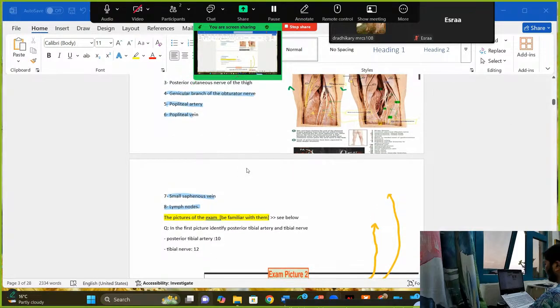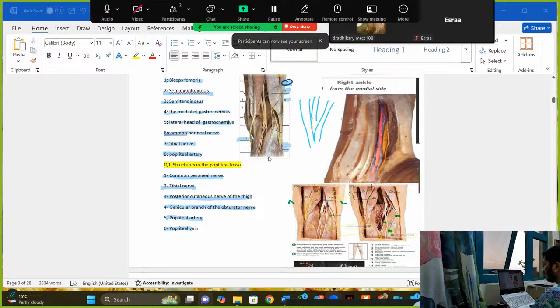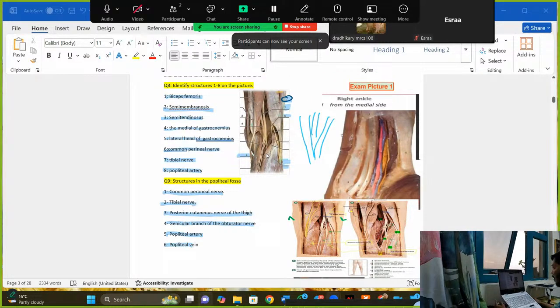Okay, identify the structure from 1 to 8. 1 biceps femoris, 2 semimembranosus, 3 semitendinosus, 4 medial head of gastrocnemius, 5 lateral head of gastrocnemius, 6 common peroneal nerve, 7 tibial nerve, 8 popliteal artery. Structures in the popliteal fossa.